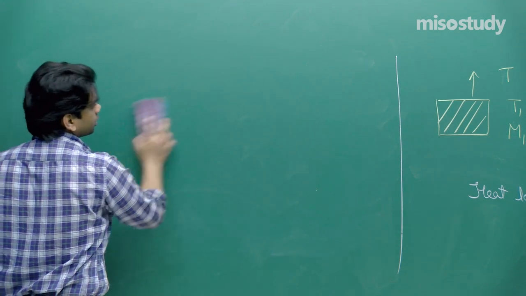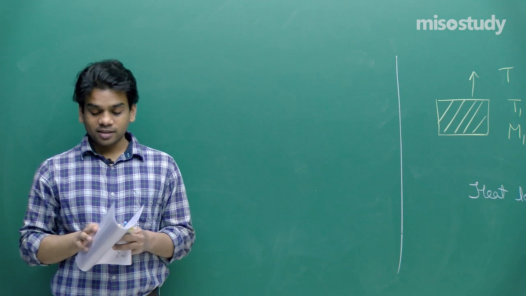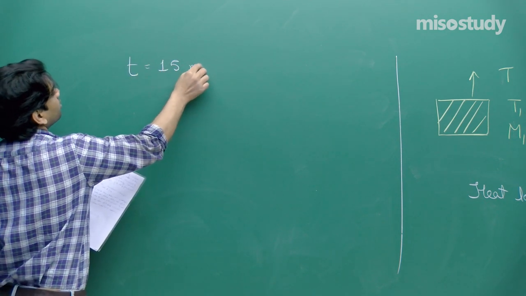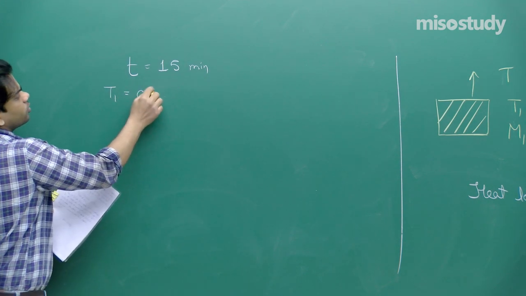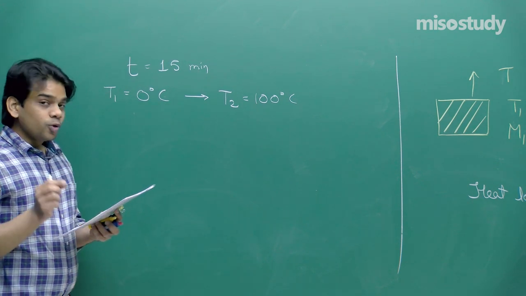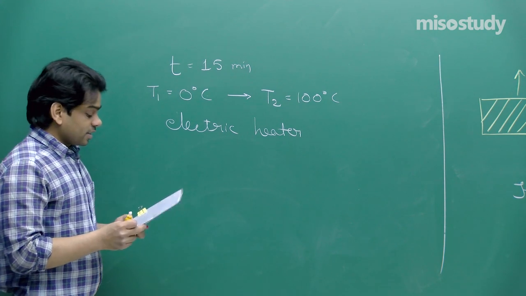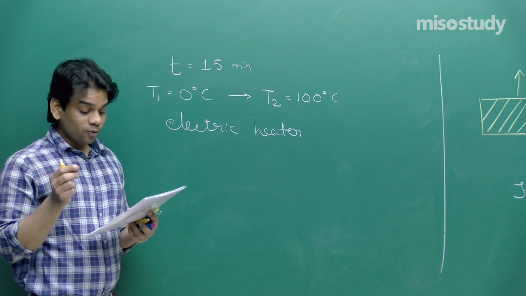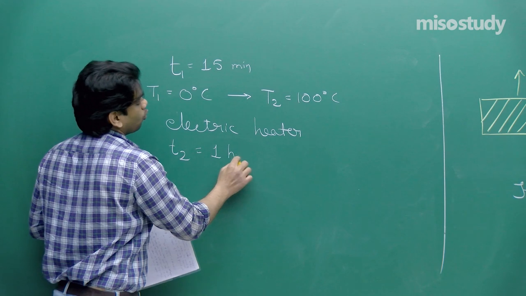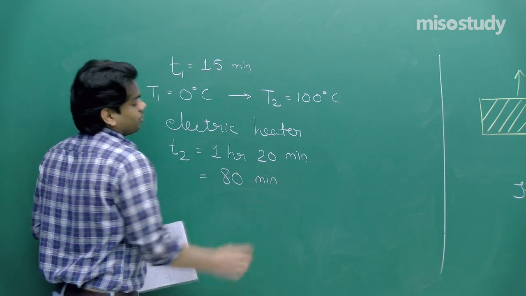I will be doing a very simple question so that it will be very easy for you all to understand. Let me read out a question. It takes 15 minutes to raise a certain amount of water from 0 degree Celsius to boiling point. So it takes 15 minutes to raise the temperature of water from 0 degree Celsius to 100 degree Celsius, that is the boiling point of water, using an electric heater. Now after this, 1 hour 20 minutes are required in the same condition to convert all the water into vapor. 1 hour 20 minutes is nothing but 80 minutes.